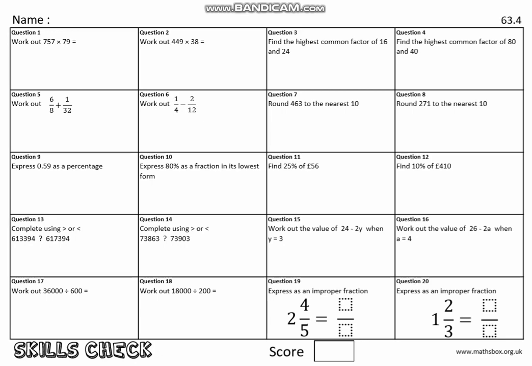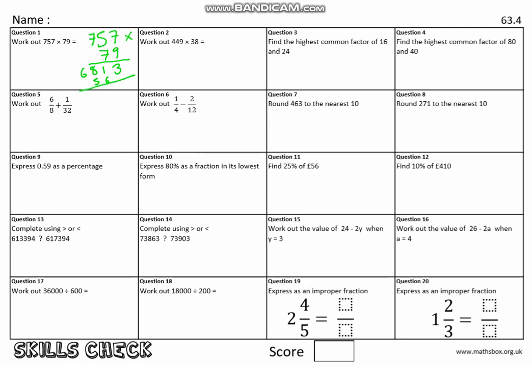So first one says 757 times 79. So we're going to write it out like this. 9 times 7 is 63. 9 times 5 is 45, but we obviously have to add the 6, so that would be 51. And then 9 times 7 is 63 again, but plus the 5 is 68. Okay, so we've got that one.